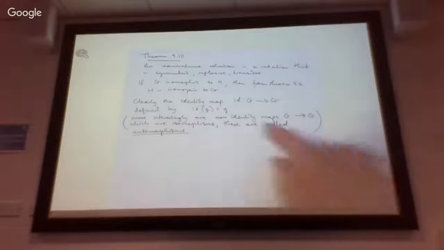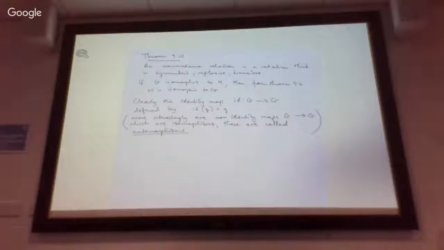But some groups have lots of automorphisms. Some groups are very limited in the amount of automorphisms that they have. So that's interesting. Okay, but we won't chase that further for now. So that's the reflexive property of the isomorphism relation. Every group is isomorphic to itself.